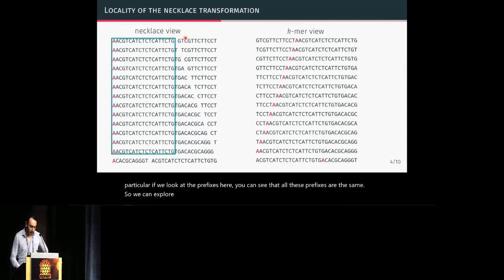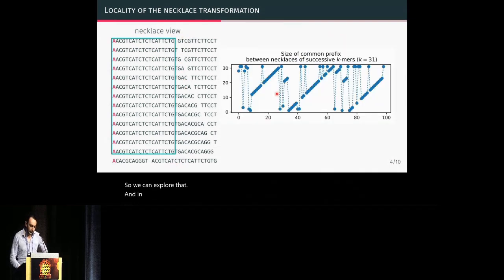And in general, if you look at the size of the common prefixes for consecutive k-mers, you have these nice patterns that emerge. So the size of the prefixes will increase linearly almost always up to the maximum size, k, 31 in this case, and then it will reset, because at the end of this run, you start rewriting the prefix, so it will change.